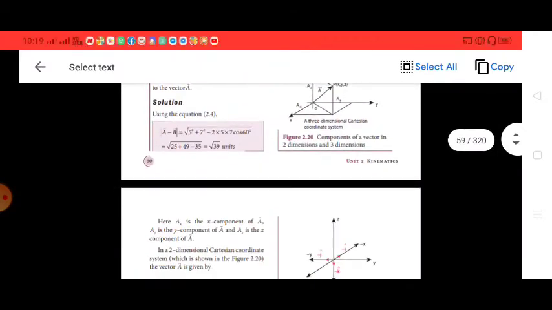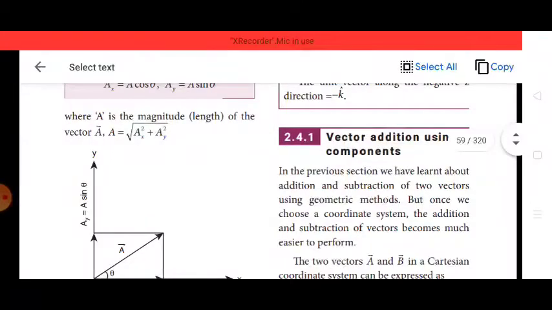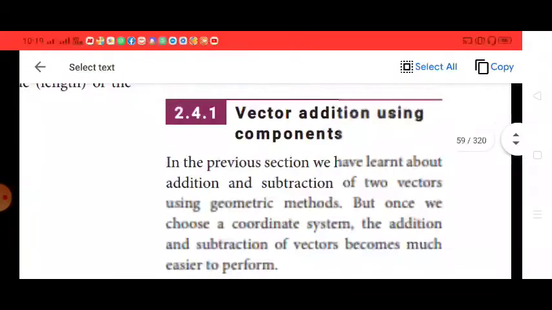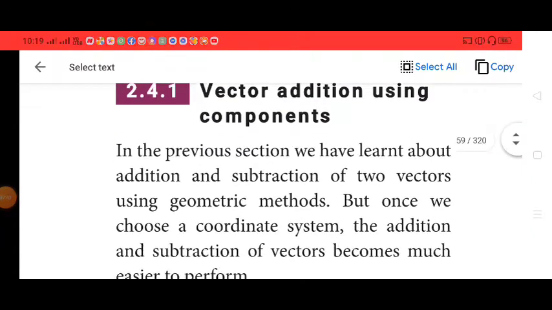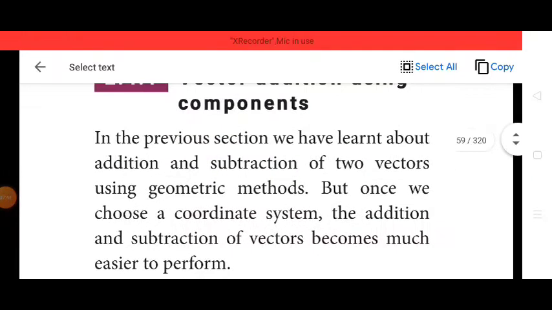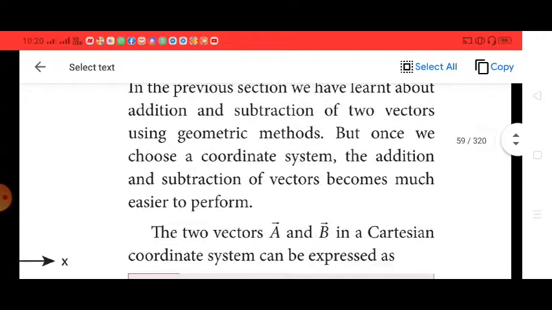Now we move on to the next topic, vector addition by using components. In the previous section we learned about addition and subtraction of two vectors using the geometrical method. But once we choose a coordinate system, the addition and subtraction of vectors become much easier to perform.